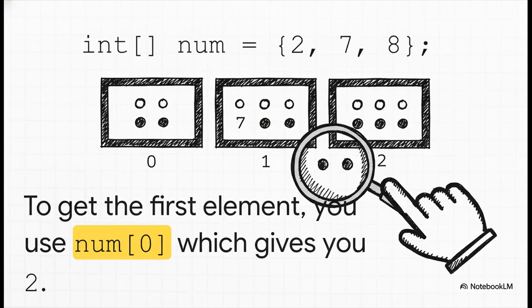Let's make this super clear with an example. Say we have an array of integers with the numbers 2, 7, and 8 inside. To get that first number, the 2, you'd ask for the element at index 0. To get the 7, you'd ask for index 1. And for the 8, you'd ask for index 2. See? 0, 1, 2. It's really that straightforward once you remember the 0 start rule.